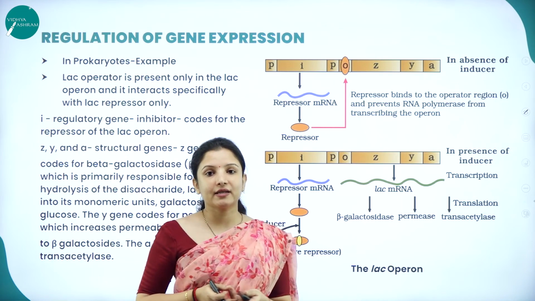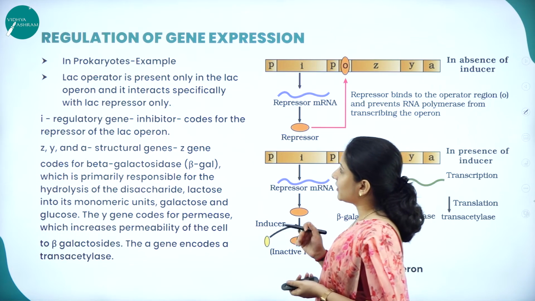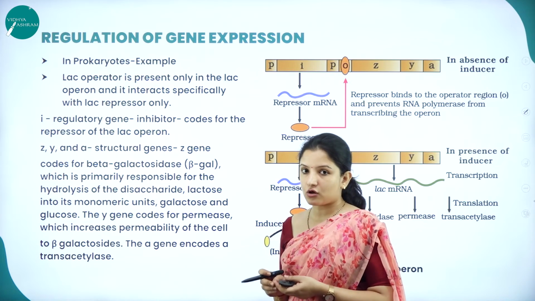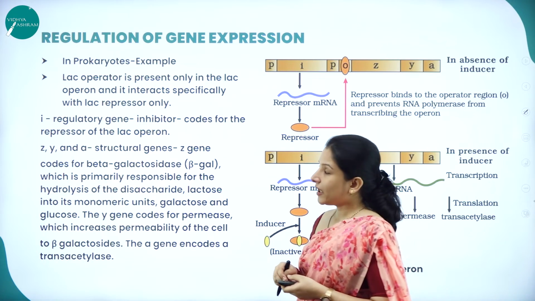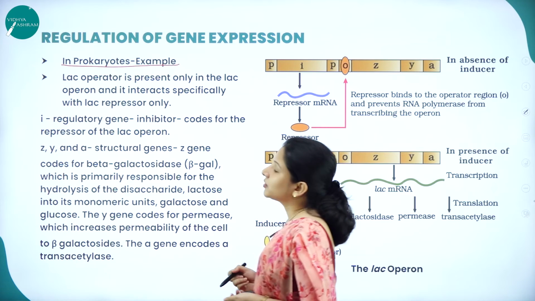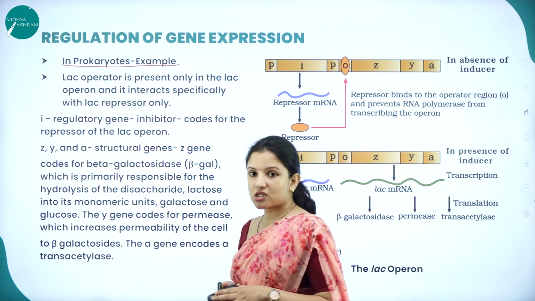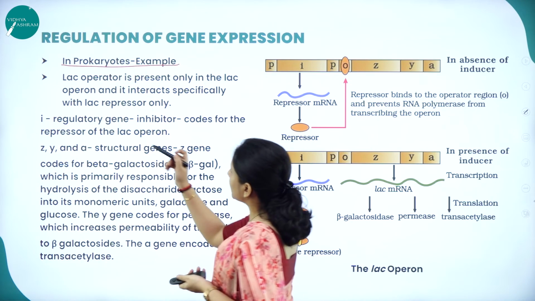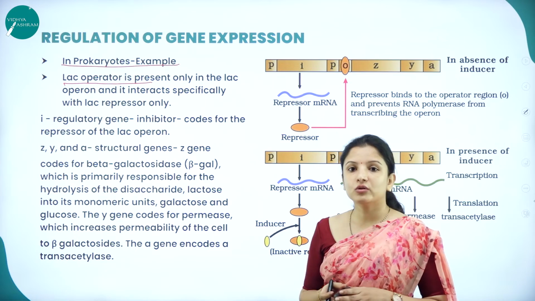We shall take the example of regulation of gene expression in prokaryotes by taking the example of the Lac operon concept. This Lac operon concept is one of the important concepts that they ask in the exam. So in prokaryotes, we shall take an example. Here I told you there is an operator region present, there is a promoter region present, right? And there are different operators that are present. Here we will consider the Lac operator. The Lac operator is present only in the Lac operon.